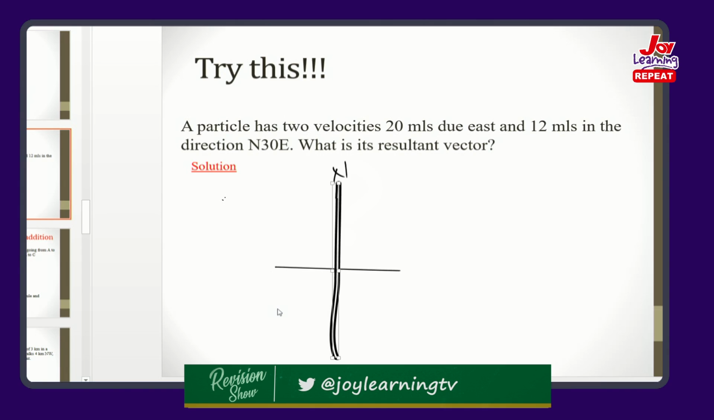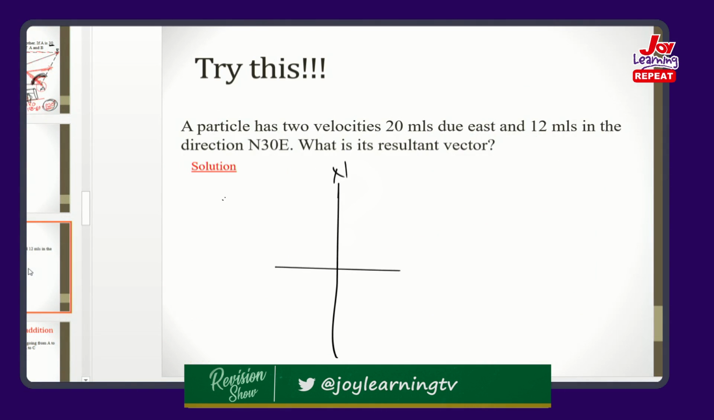Remember, east of north is around here. Okay, so I am drawing. Let me take my pen. This is 30 degrees, 30 degrees north of east. So I will have my 30 here, and remember the whole of this is 90. So if this is 30, then this becomes 60, so that I obtain my 90. Then this is my 12, the one with 12 meters per second.